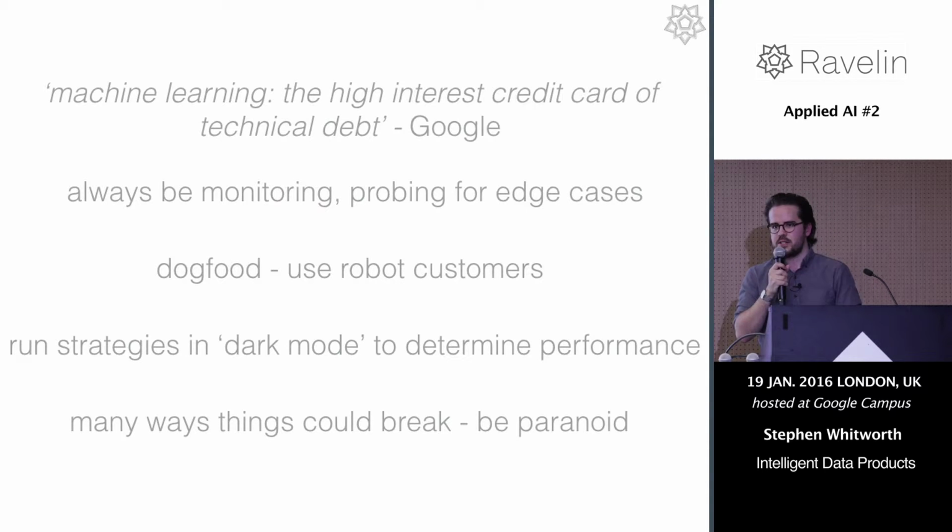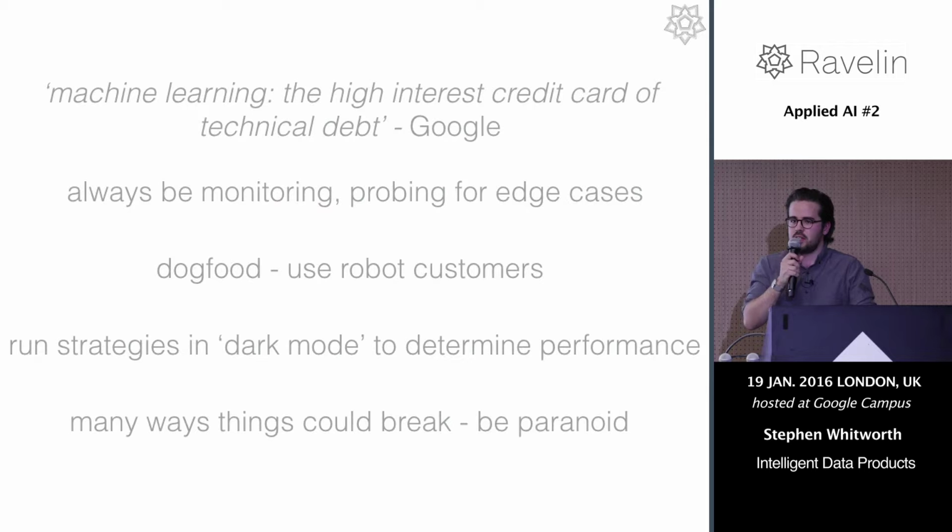So you have data leak between your training and your test set. You have time-based data leaks where you need to cut off at a certain time and train on one set of it and then test on the later set of stuff. Imputation going wrong, scaling going wrong. So you always need to be monitoring this stuff and probing for edge cases in it.